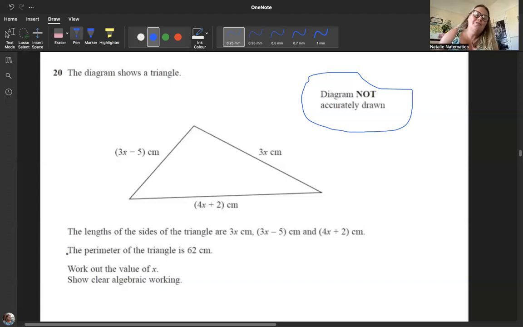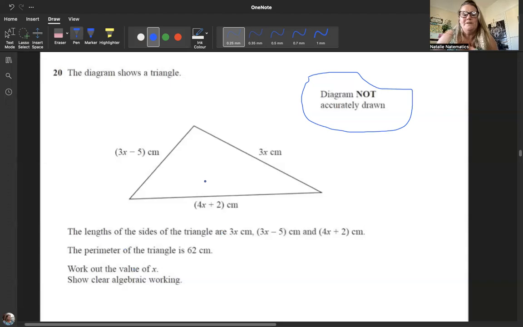Okay, so the perimeter of the triangle is 62 centimeters. Find the value of x. Okay, so if you know what to do, just go ahead and do it, obviously. Now, I'm appealing to those who are thinking, not quite sure what to do.